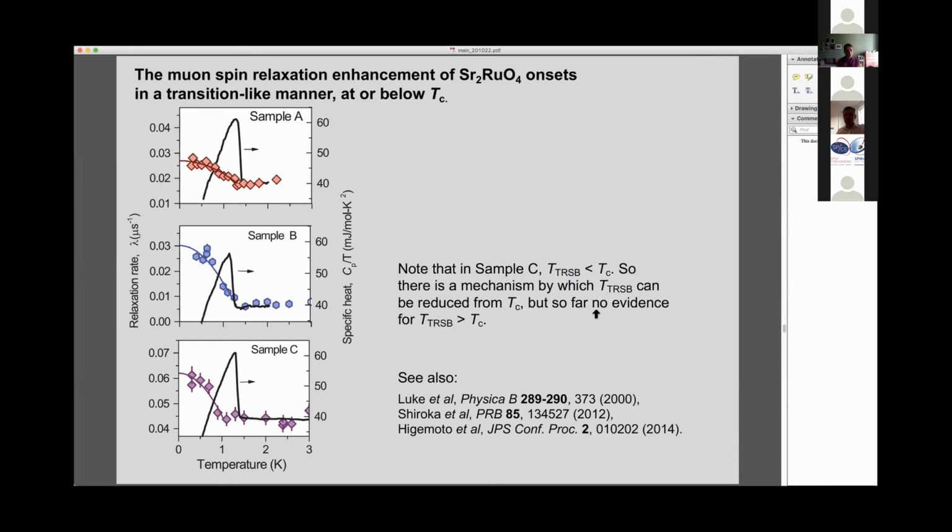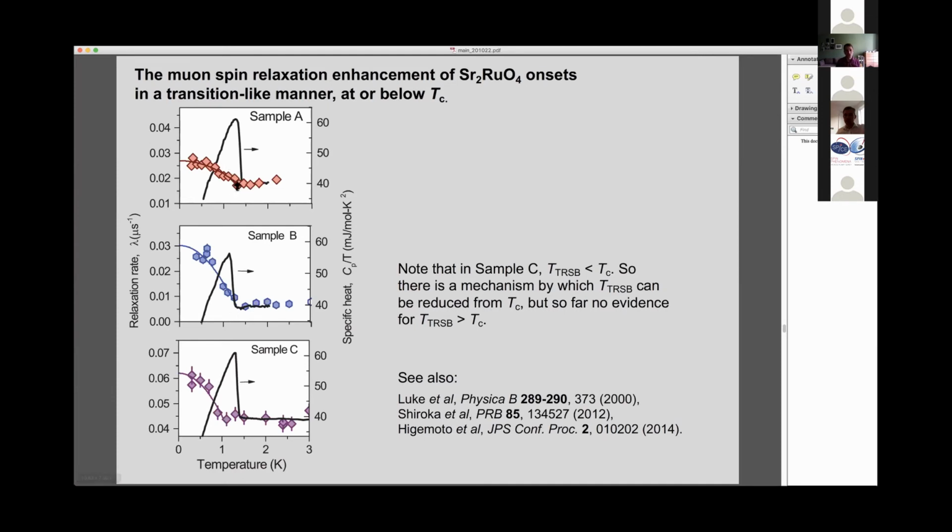Okay, so now some of our data on strontium ruthenate. Here are data from 3 separate samples. The solid black lines are the heat capacity, so the Tc is readily visible, and the muon spin relaxation enhancement for samples A and B starts right near Tc. For sample C, the time reversal symmetry breaking temperature seems to be a little bit lower. In no sample that we've looked at have we seen the time reversal symmetry breaking temperature exceeding Tc.